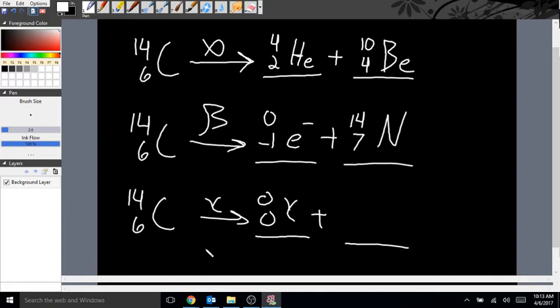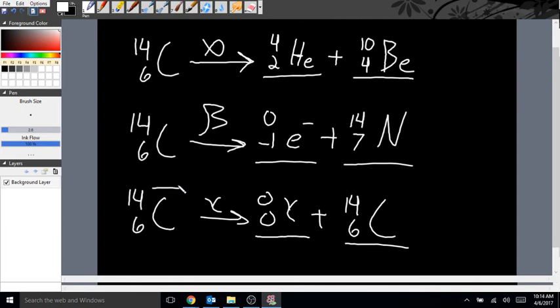And we're subtracting across. Luckily, we're subtracting 0 and 0. So 14 minus 0 is 14. 6 minus 0 is 6. That looks exactly like what we started with. With gamma decay, we're not changing what the element is. We're just changing the energy state. Sometimes you'll see the carbon with a symbol or something above it or next to it just to indicate it has high energy.